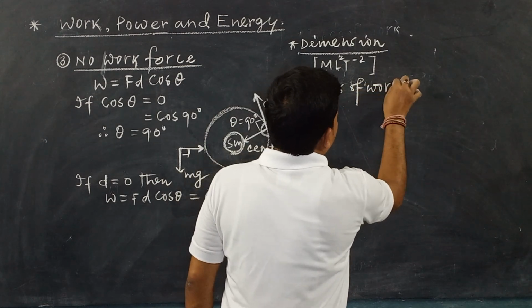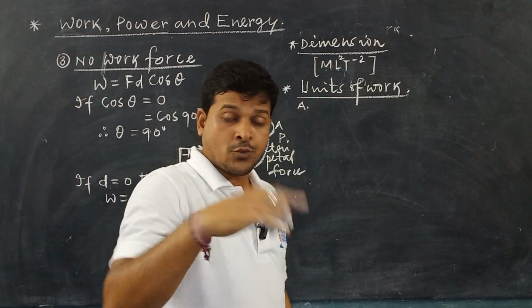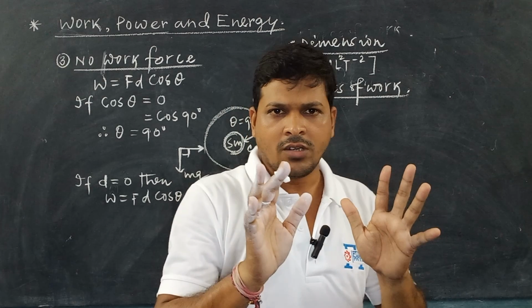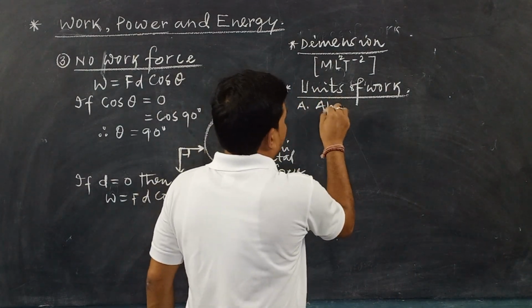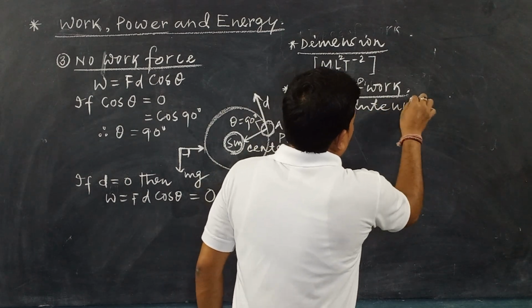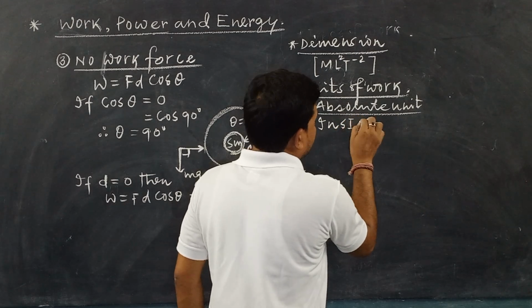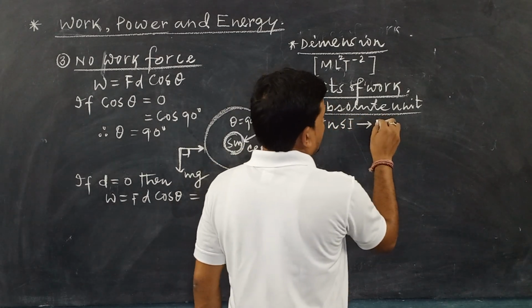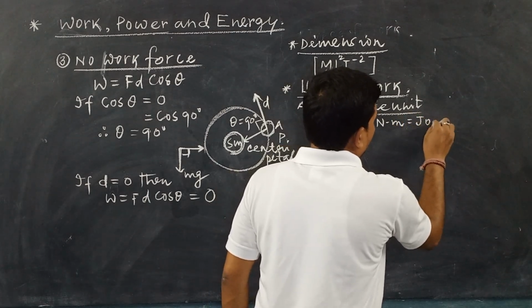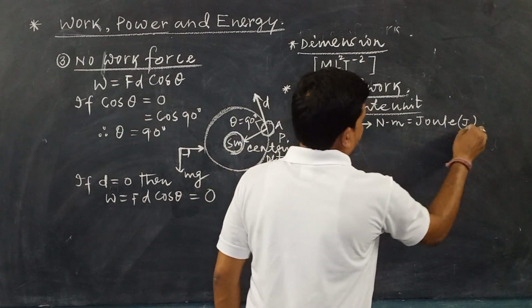Units of work. There are two systems, the absolute and the gravitational. Generally we use the term absolute unit, but we learn both of them. The absolute unit of work in SI or MKS is the newton meter. This is equal to the joule, simply represented by J.